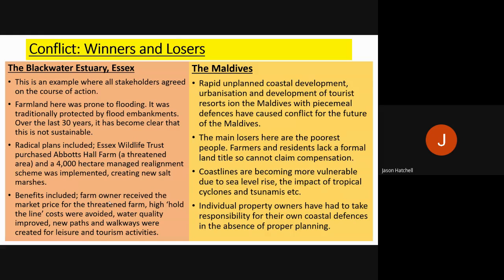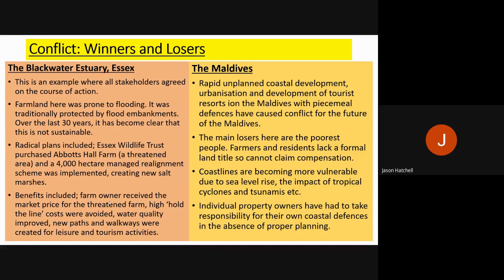Now, in terms of conflict and winners and losers, you've already got some from the Maldives, for example, but there are two major case studies here on screen. So the Blackwater Estuary in Essex is one you should have looked at, or you might have looked at something similar. And then, as I said before, the Maldives, which you've already started looking at, and I'm just going to go into a bit more detail on. So let's start with the Blackwater Estuary.